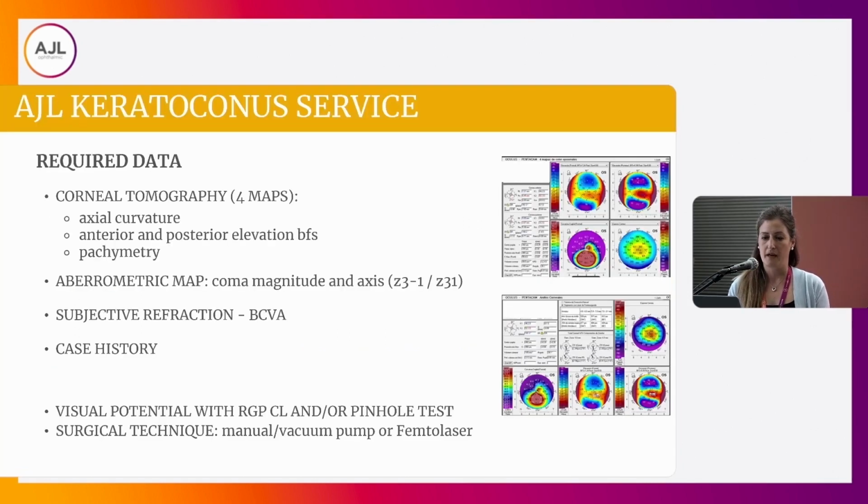We can personalize the calculation based on corneal topography, considering the curvature, the anterior and posterior elevation maps, and of course the pachymetry, as we also take into account the aberration, so the coma with its magnitude and axis, the refraction of the patient, and the best corrected visual acuity. Of course, the case history of the patient is always important. Additional information that we would like to consider, if available, is the visual potential with rigid corneal lenses, contact lenses, and the surgical technique that will be used for ring implantation.